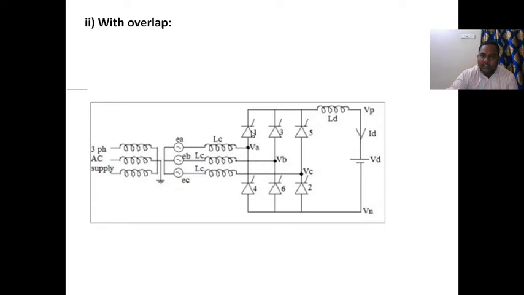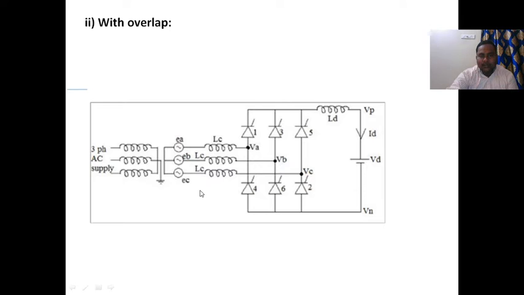Same configuration: 1, 3, 5 is the positive group, 4, 6, 2 valves are the negative group, with VA, VB and VC. So this is the DC current and the DC voltage, phase to neutral. In the without-overlap condition, the inductance is negligible. In the with-overlap condition, we consider the inductance effect. Because of the inductance effect, there is some delay in the commutation process.